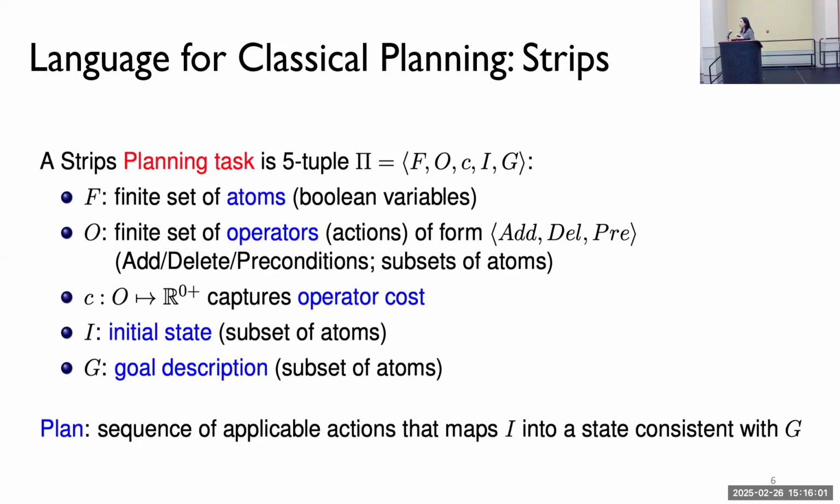Actions have operator costs associated with them. You have an initial state, I, and a goal description, G. A plan would be a sequence of applicable actions that map the initial state to the goal state. Now, STRIPS is a very simple, but yet very expressive language.